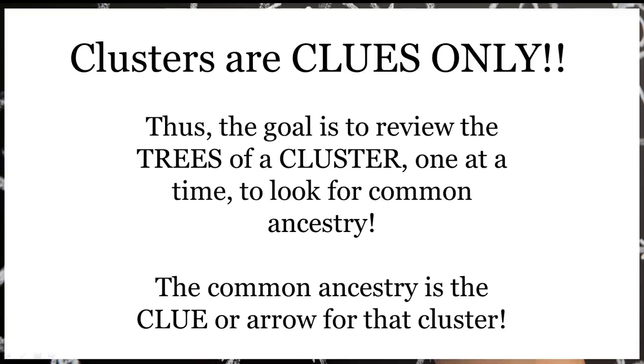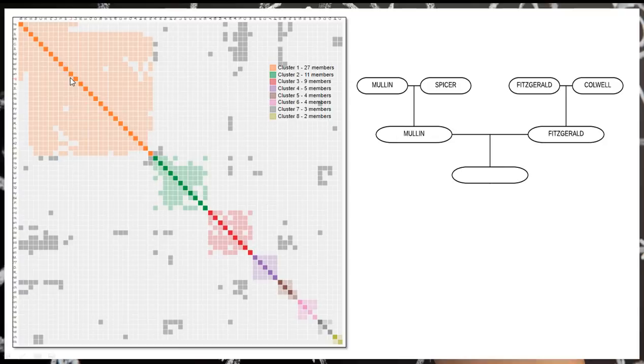All right, so what we want to do then is we want to review the trees of a cluster one at a time to look for common ancestry. So we take cluster 1, look at the trees of cluster 1 and try to find a pattern. Is there a common ancestry among the trees of that cluster that suggests what the relationship is? And then the common ancestry that we identify, if we're able to, is the clue or the arrow for that cluster. All right. So let's look at this. We're going to look at cluster number 2 first.